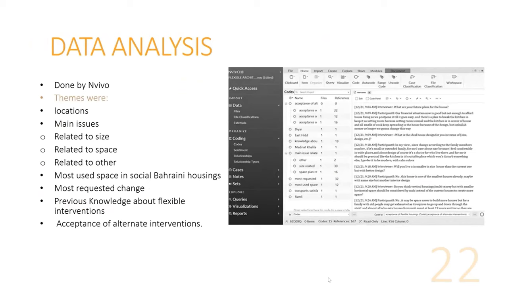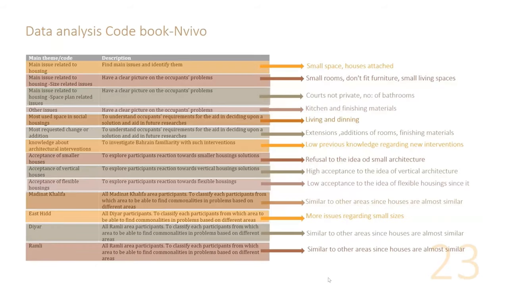that include the location, the main issues, the spaces mostly used in the social housing, the most requested changes made in these social housings, and the previous knowledge and acceptance about the flexible interventions. The data collected was grouped into themes, in an NVivo book, and each theme had its description.